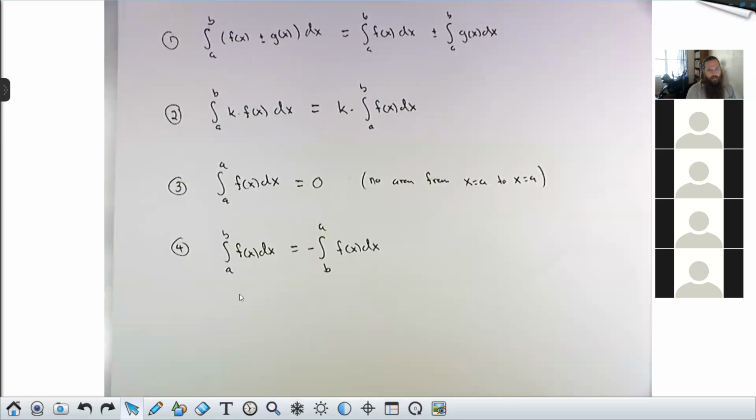The process of flipping the bounds over pops out a negative. You can also use this to absorb a negative. If you have a negative out front of your integral that for whatever reason you want to suck up into the integral, flip the bounds over.